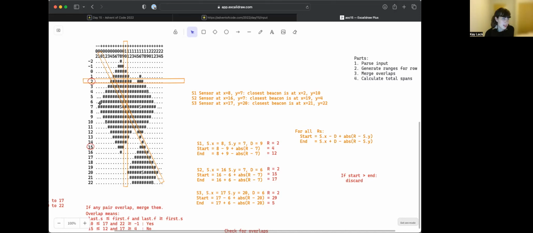If we want to work out what the intersection is for this diamond here, then we take the x value of the sensor, which in this case is going to be 8. So we start off at 8, and then we subtract the distance between the sensor and the beacon, which brings us to this point here, and then we add back the row less the y coordinate.